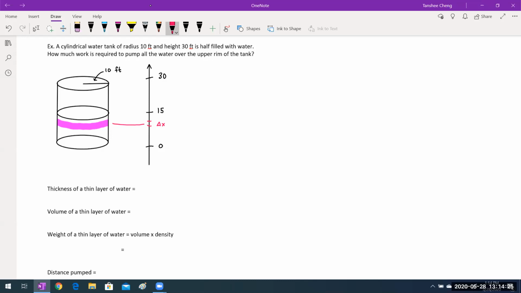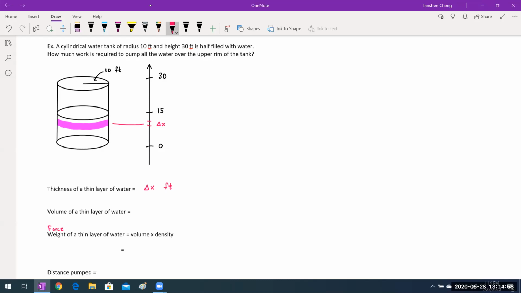So I can basically say that this will be delta x, and this is in feet. Now, what we need to do is find out the weight of this thin layer of water. Remember, weight can be interpreted as force.